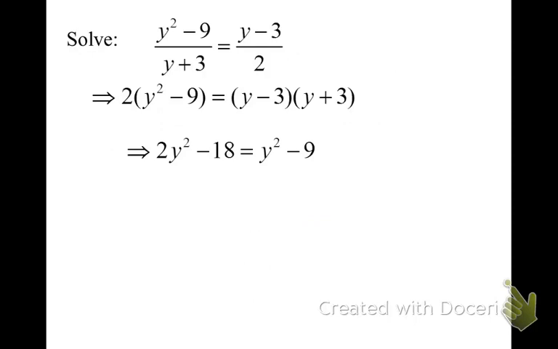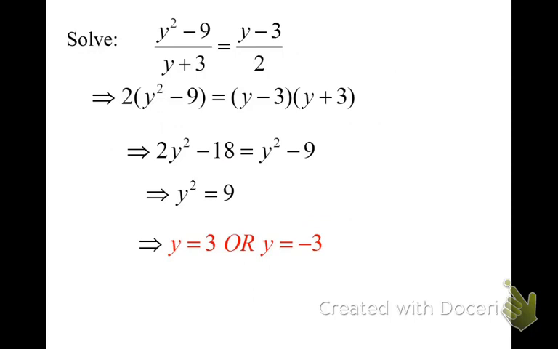At this point, you're supposed to recognize, wow, this is a quadratic. And since it's a quadratic, we're going to put it in standard form, that is, get a 0 on one side and everything else on the other. Well, not quite. We're going to get the y squared to the left side and the negative 18 to the right side. And when we do that, we get y squared equals 9. Now we'll take the square root of both sides, and when we do that, we get plus or minus 3.